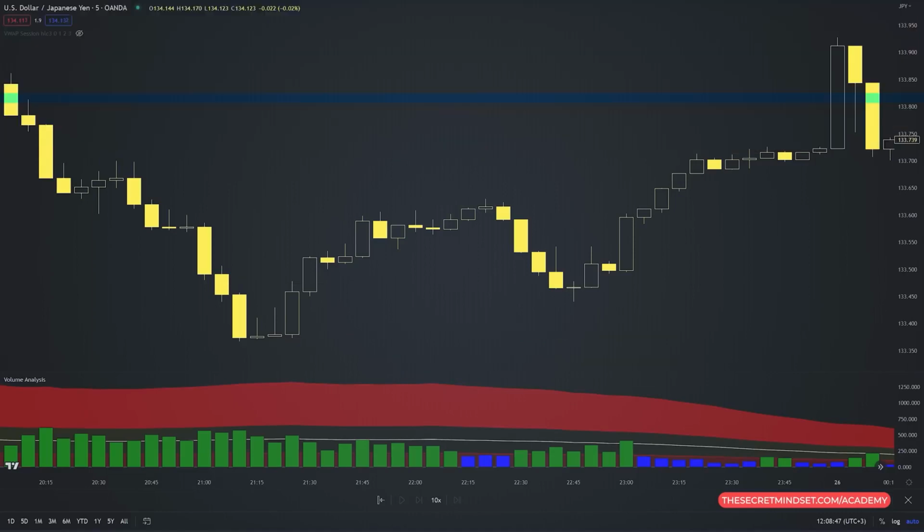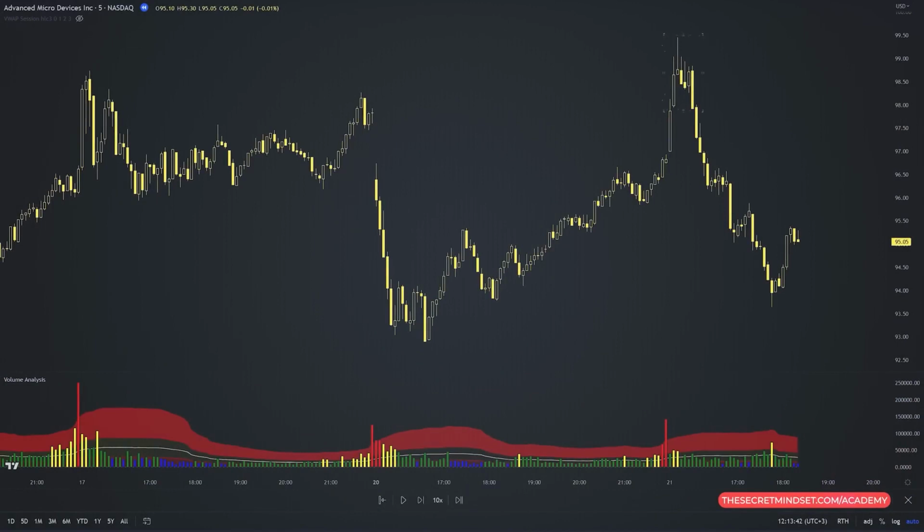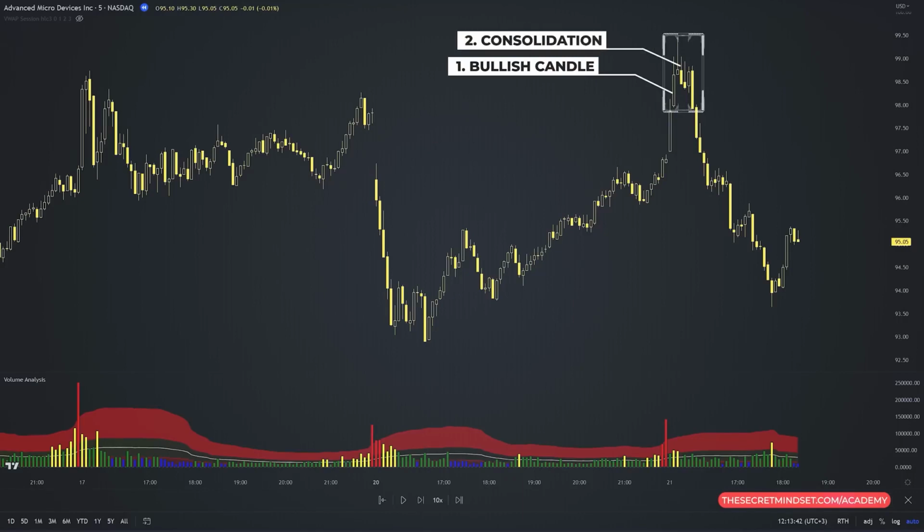This is AMD on the 5-minute timeframe. A large bullish candlestick makes a new recent high and is followed by several relatively small-bodied candlesticks.